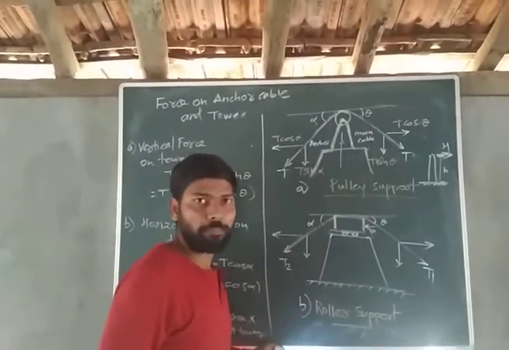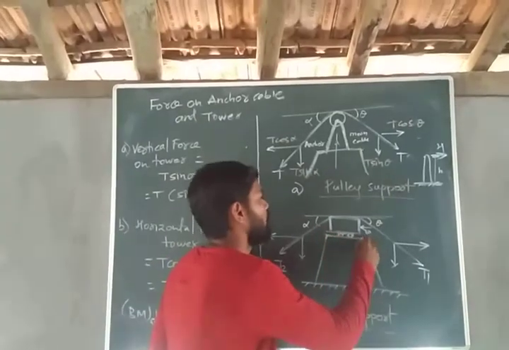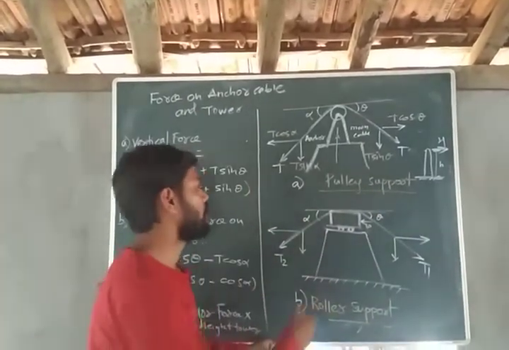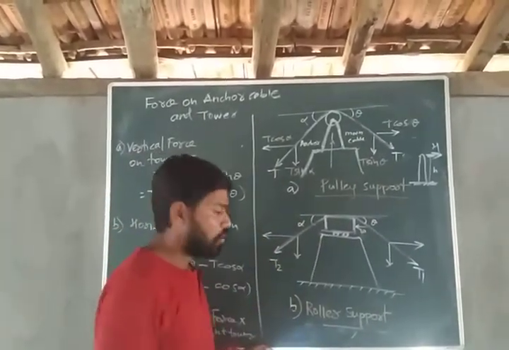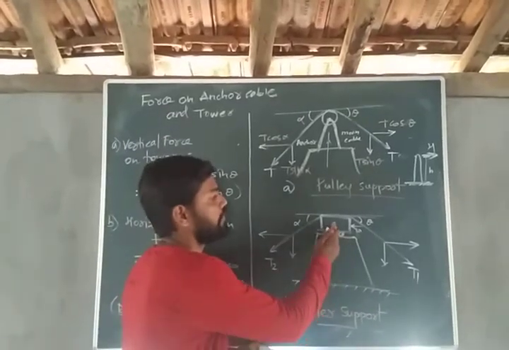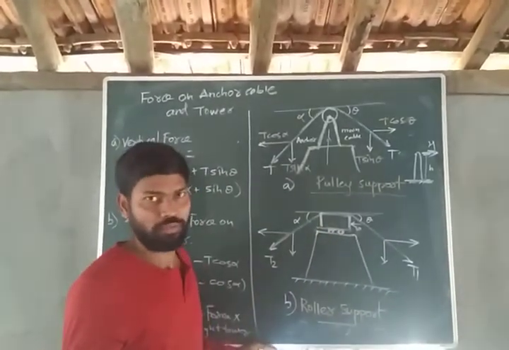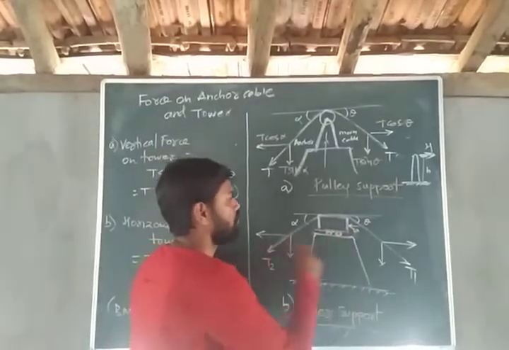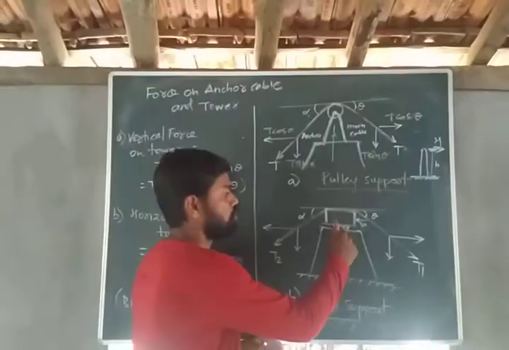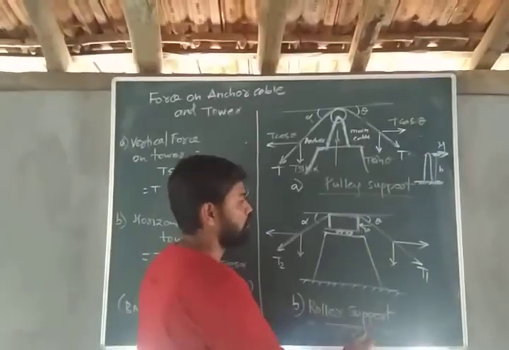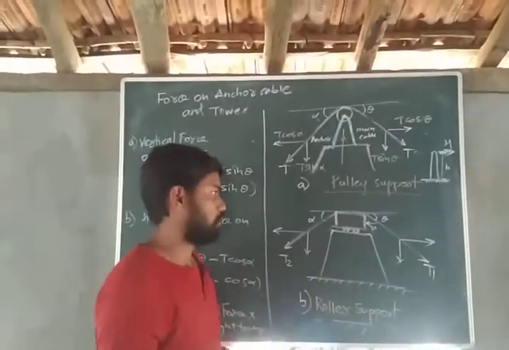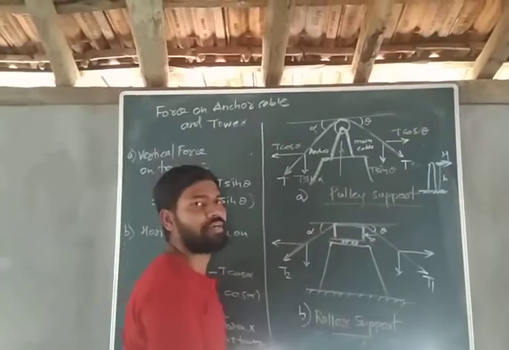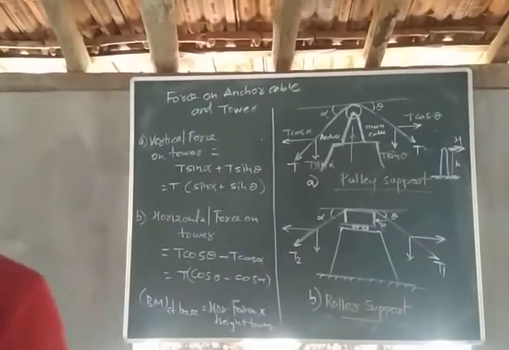Now considering this condition, we'll calculate the forces on tower. So here the horizontal force on tower in this case should be equal to 0 because it is not able to resist the horizontal force. So the horizontal force on this tower when the roller support is provided will be equal to 0. We only have to calculate the vertical force. Okay.